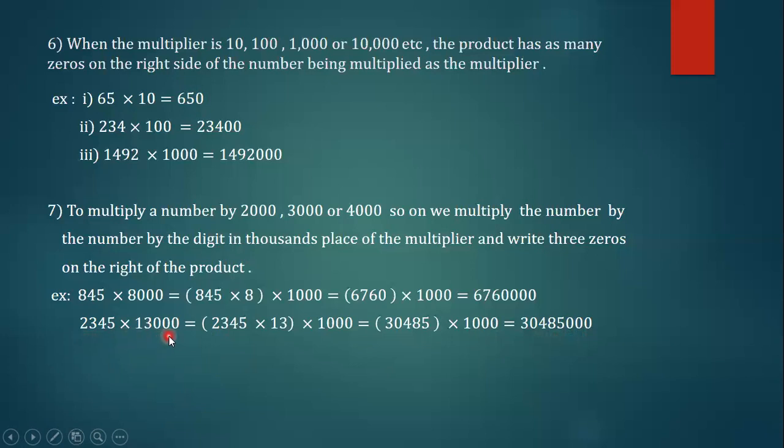2345 into 13,000 I'm multiplying. So only you have to multiply 2345 into 13, and these 3 zeros you have to write on the right side of the number. So this I'm multiplying into 1000. This product is 30,485 into 1000. So when you multiply, these properties will help you find the product easily, meaning the steps of multiplication will be reduced. Hope you understood this.